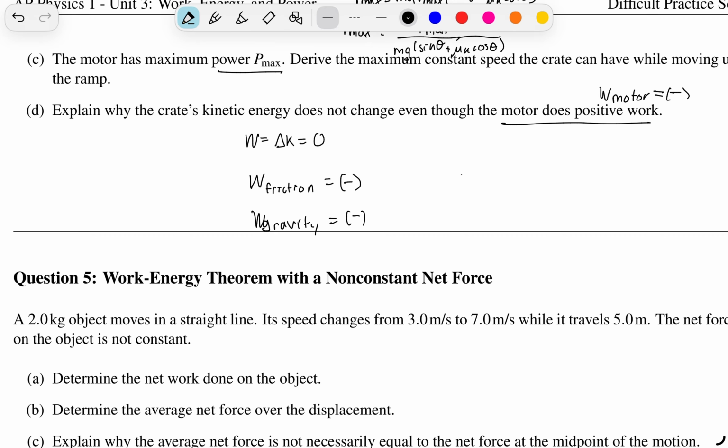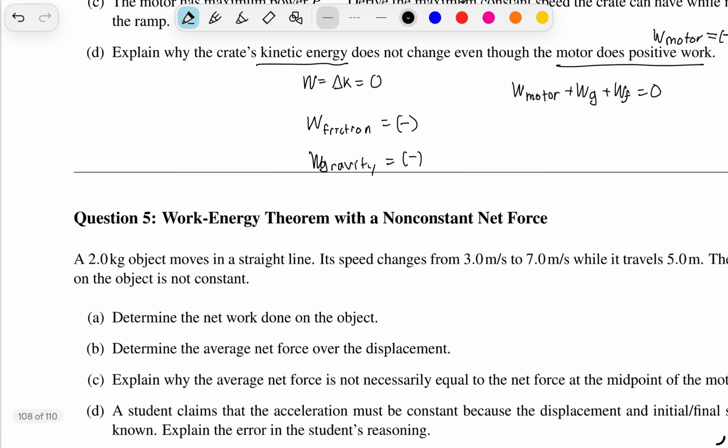So just because this motor does a positive work doesn't mean that the other forces don't do anything at all, that they cancel out. No. So we have to look at the fact that we have different works being done. We have work done by the motor, work done by gravity, and work done by friction. This is equal to 0. So the kinetic energy is not going to change for our cart, because when you sum all of these up, it's still going to equal 0. The positive work from the motor is exactly canceled by the negative work from gravity and from friction.